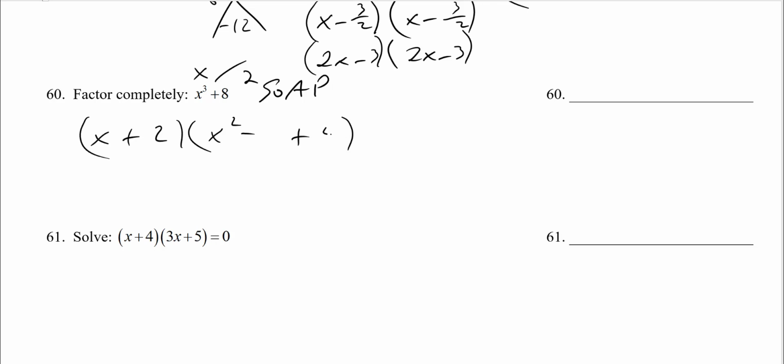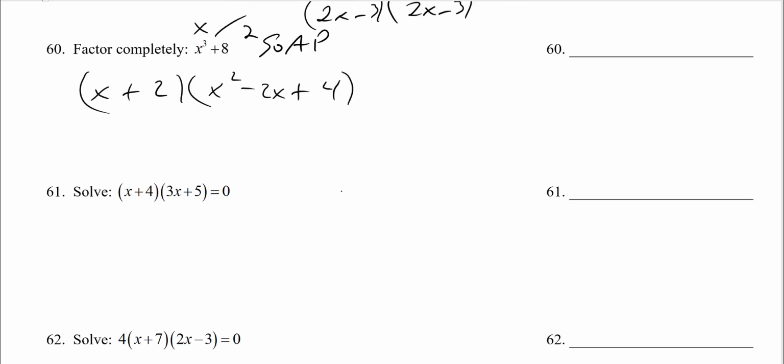The last one is 2 squared, or 4. And the middle one is the product of the two. You multiply them. So 2x. And you're done with the problem. It's that easy. You just have to know the concept, and then you're good to go.